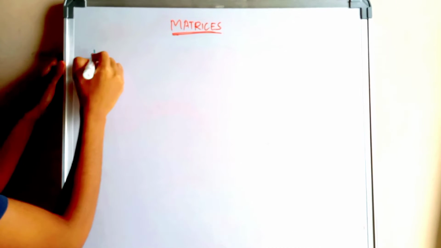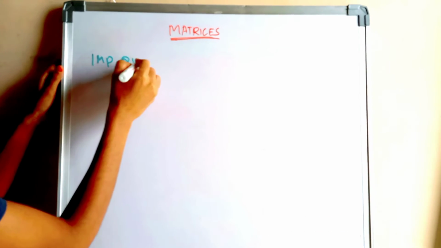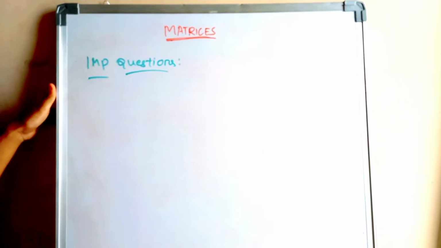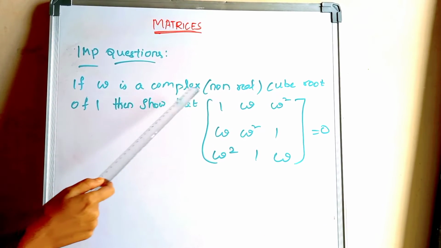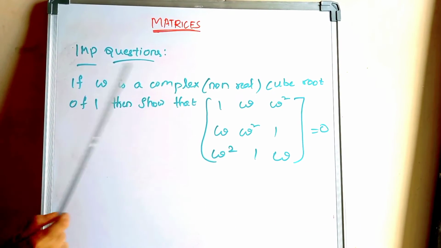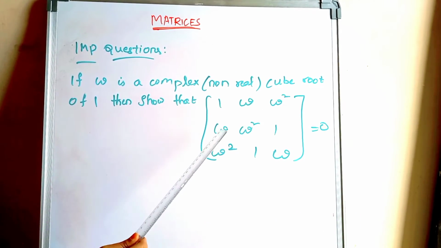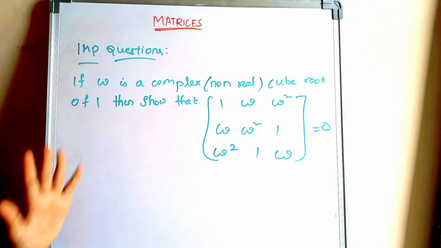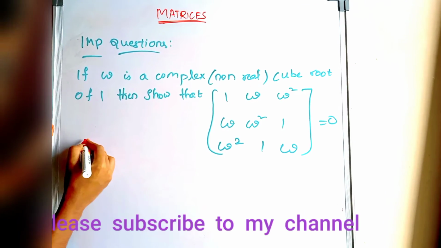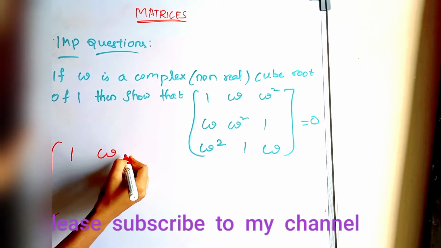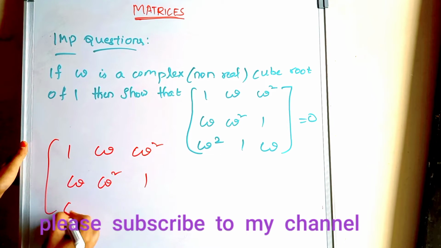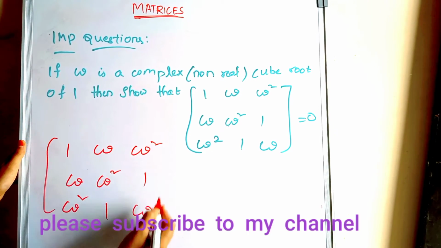Now the important questions from the matrices. If omega is a complex cube root of 1, then show that the determinant 1, omega square, 1, omega square, 1, omega equals 0. This condition we have to prove. So from the LHS side, 1, omega square, 1, omega square, 1, omega.